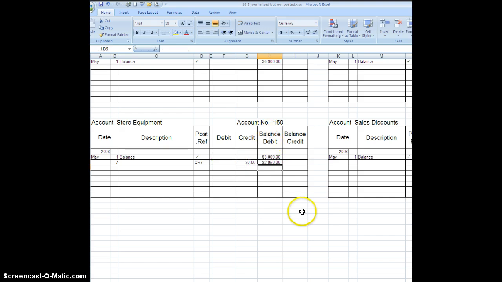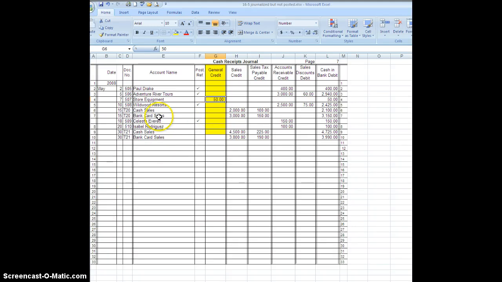Okay, so we've reduced the account. We haven't switched balance columns. We've just reduced the account to 2,950. Store equipment does have an account number because we're in the general ledger. So we're going to go back to the cash receipts journal. And in the posting reference column, we're going to type the account number in there, which is 150.